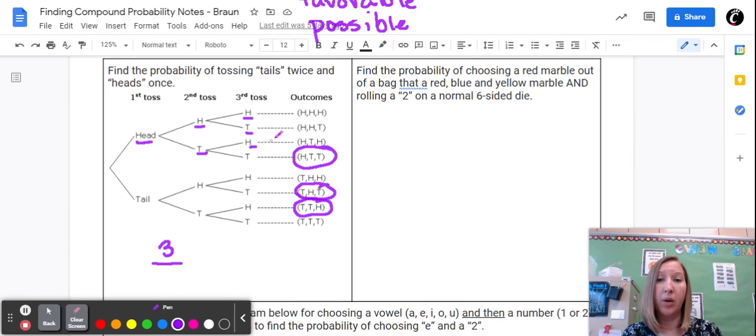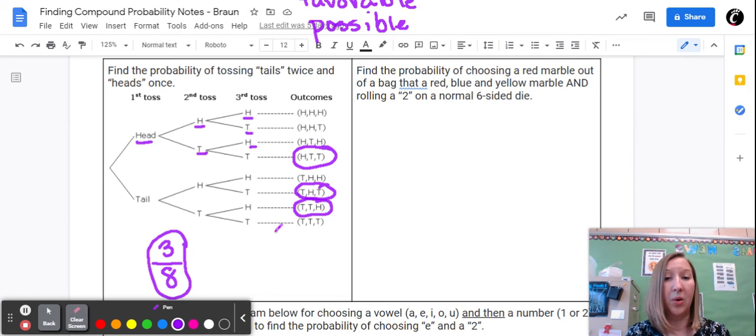Out of my total possible, I just count up my total outcomes. So I have 1, 2, 3, 4, 5, 6, 7, 8. So my probability of getting 2 tails and 1 heads is 3/8.